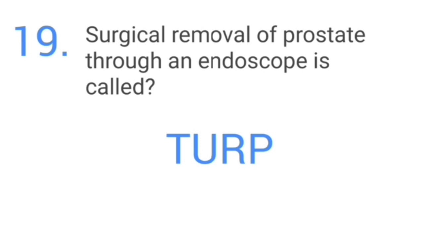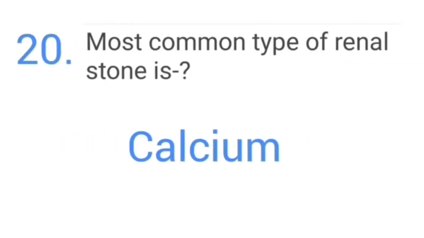Surgical removal of prostate through an endoscopy is called TURP. Most common type of renal stone is dash calcium.